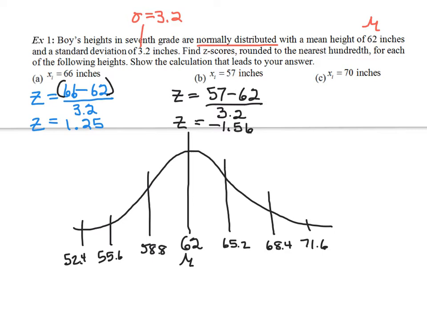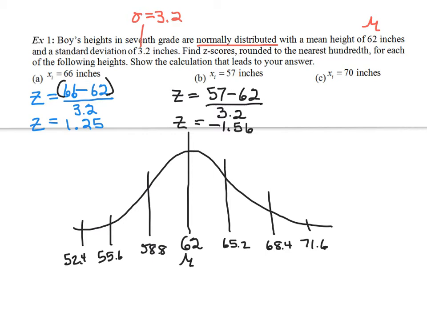Now let's see where this score would be on our normal distribution curve. 57 inches means that I'm right here between 1 standard deviation below the curve and 2 standard deviations below the curve. So somewhere in here is that score of 57 inches. That's also why our z-score turned out negative, because I'm below the mean, whereas in part A, my z-score was positive because I was above the mean over here.